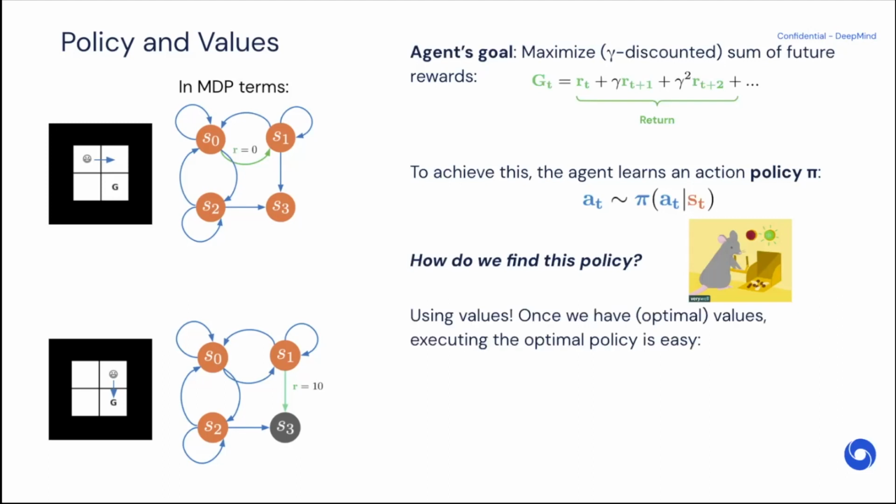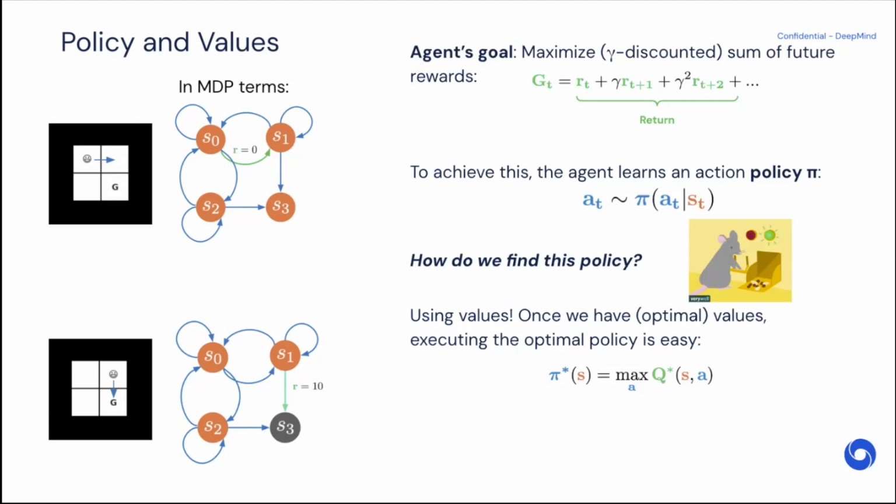How do we find the policy? Using values. Because once we know what the values are of each state, we automatically know what the optimal policy is. Pi star is the optimal policy. This is a policy we want to find because that lets us maximize our returns. The optimal policy is super easy because once we know the values, we just pick the action with the largest value in each state, and that will automatically give us the optimal policy.